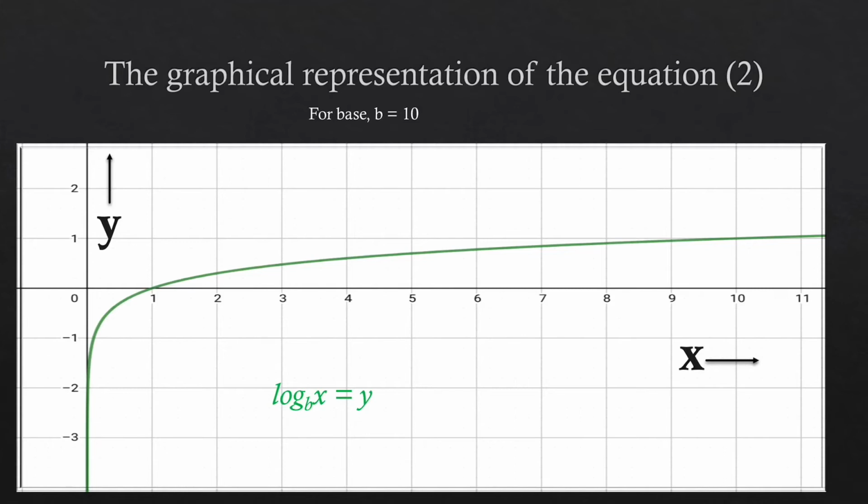And this is the graphical representation of equation 2. And the green line indicates the behavior of equation 2. In the x-axis, all the values for x are coordinated. In the y-axis, all the values of y are being coordinated. And you can observe when x equal to 1, y produces the value 0, and when x equal to 10, it produces the value of y equal to 1.